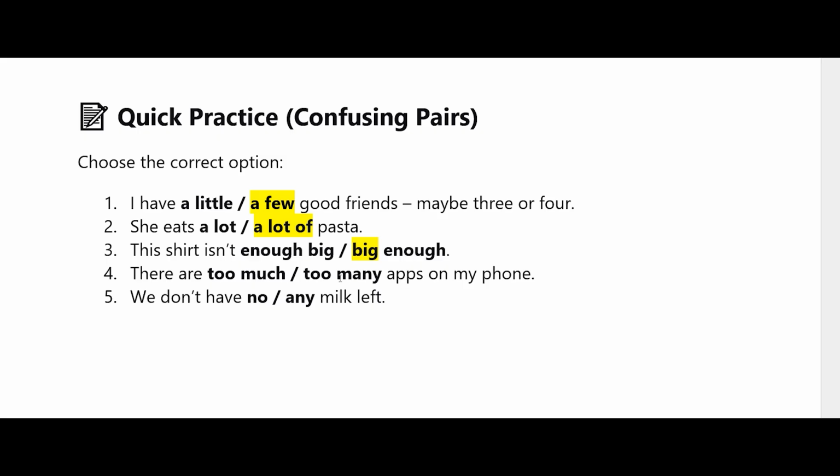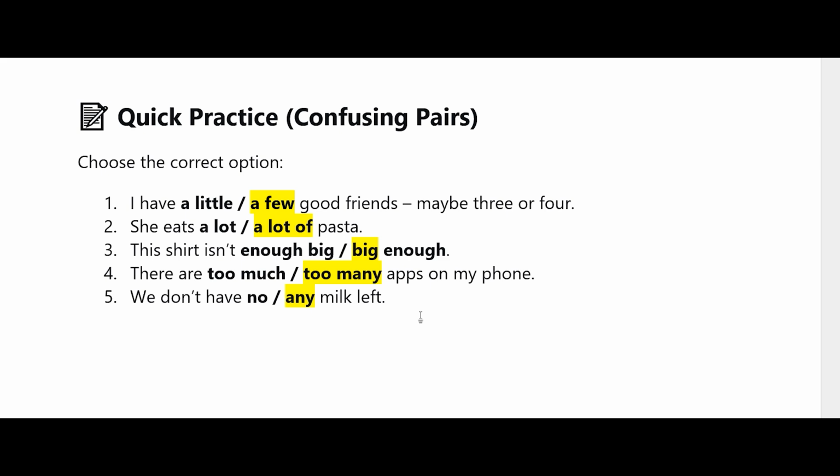There are too much or too many apps on my phone. App, apps, countable noun, so it's too many. And finally, we don't have no milk left, we don't have any milk left. No double negative. You can't say don't have no, double negative. So you use any here. We don't have any milk left.